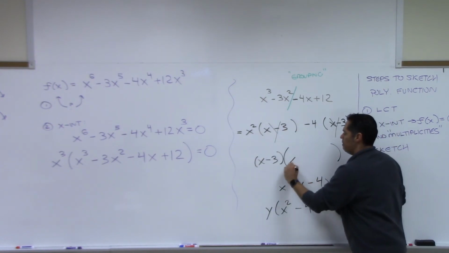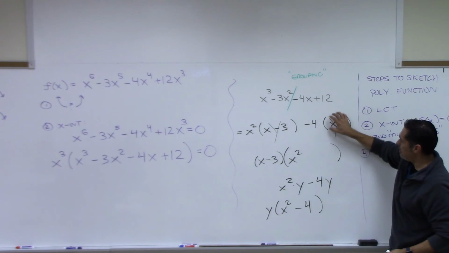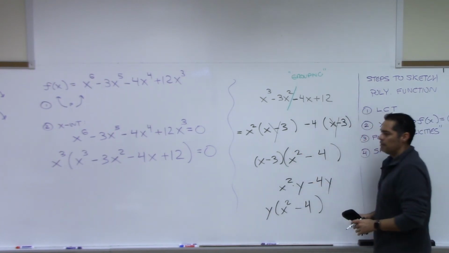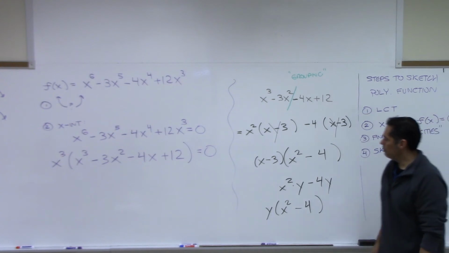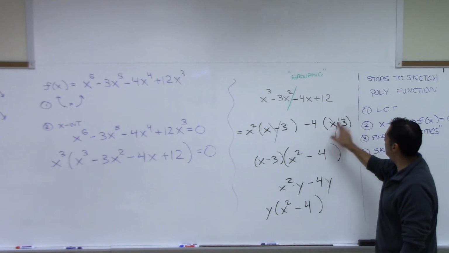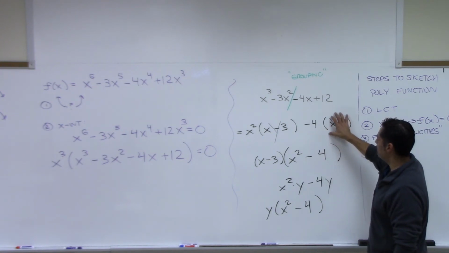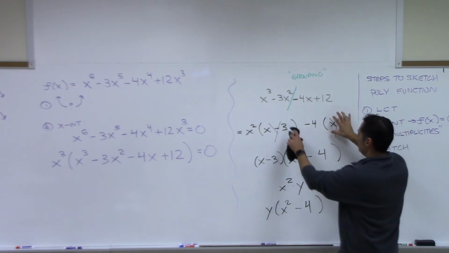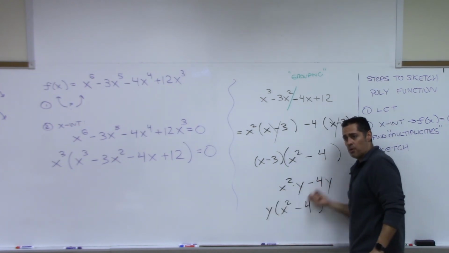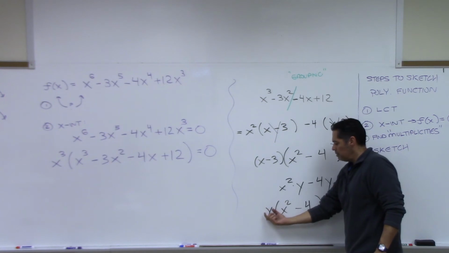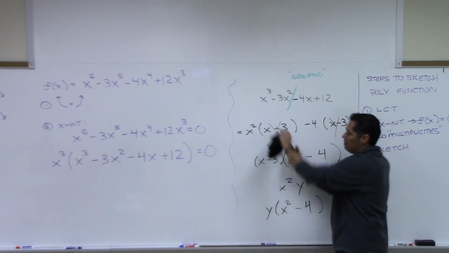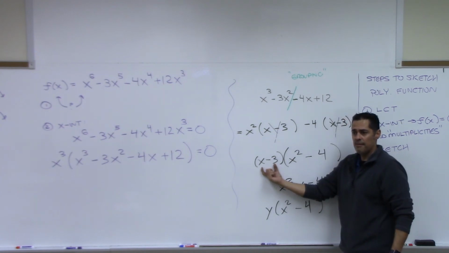X squared. And then if I take this out of here, what's left? Minus 4. So why is that not x minus 3 squared like the other one? Because was this a square? This wasn't squared, was it? No. So just like when you pull this y out, you're not pulling y squared out. You're just pulling y out. So since this is just x minus 3, you're pulling it out. It's just a single x minus 3.